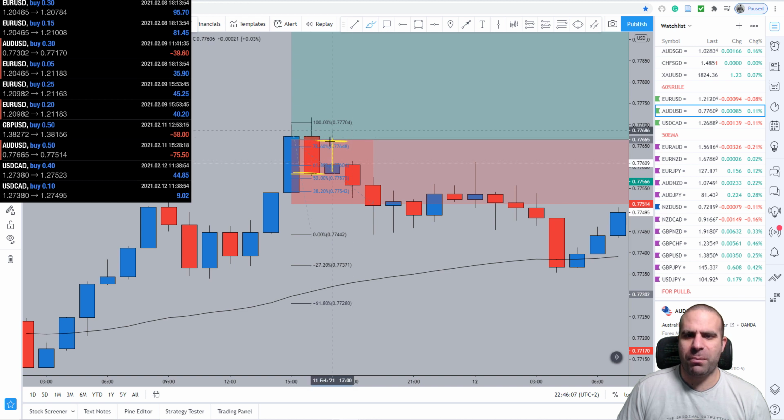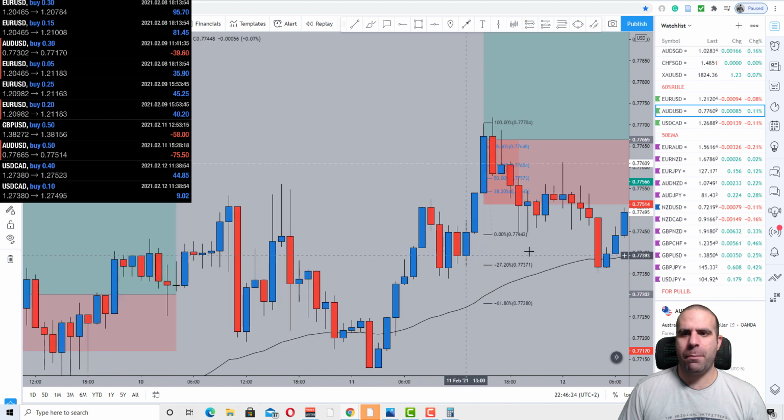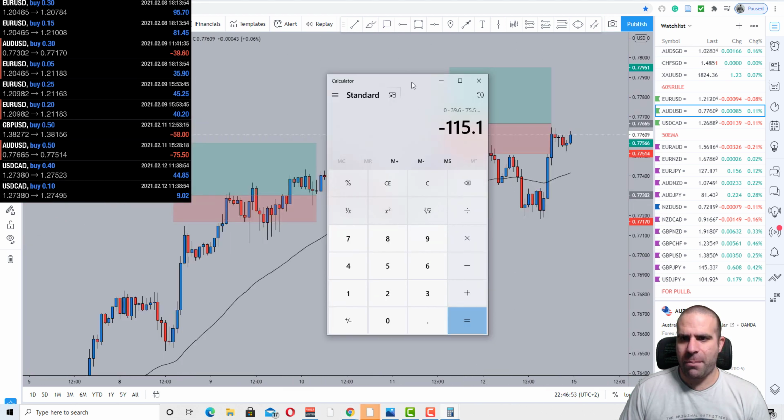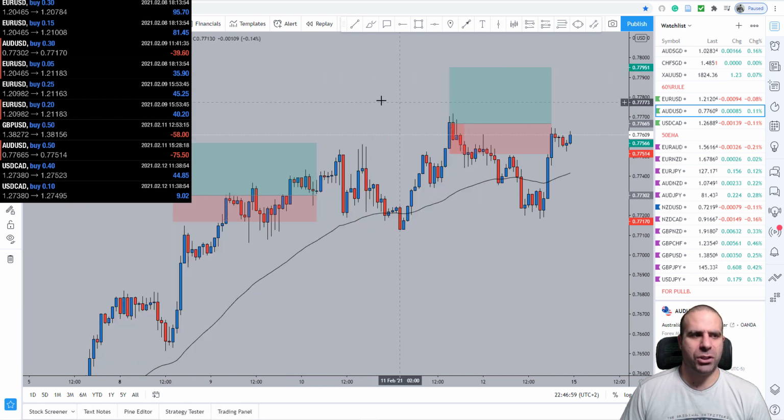This is fine for me if I break my rules like that, because I would have entered here anyways, and I placed my stop loss below the 38.2% level. And again, price came back and threw us out, as you can see over here. And we have a minus 115.1 for this pair, for AUD USD, guys.